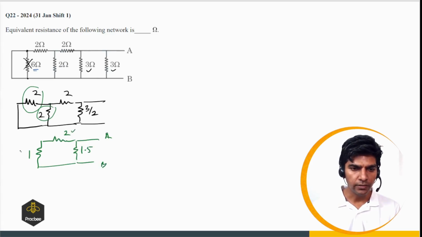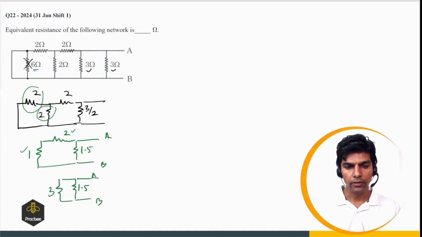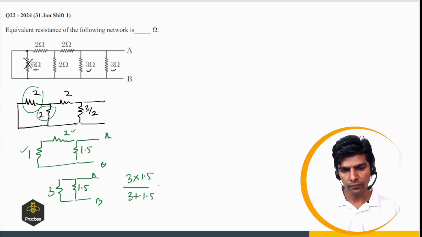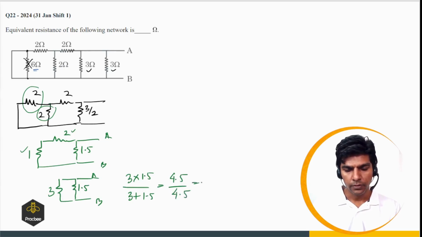Now this 2 and this 1 are in series, so we have 3, here we have 1.5, A, B. Now 3 and 1.5 are in parallel, so 3 times 1.5 upon 3 plus 1.5, so that will be 4.5 upon 4.5. So this comes out to be 1. So that is the equivalent resistance between A and B. So 1 is the answer of this question.